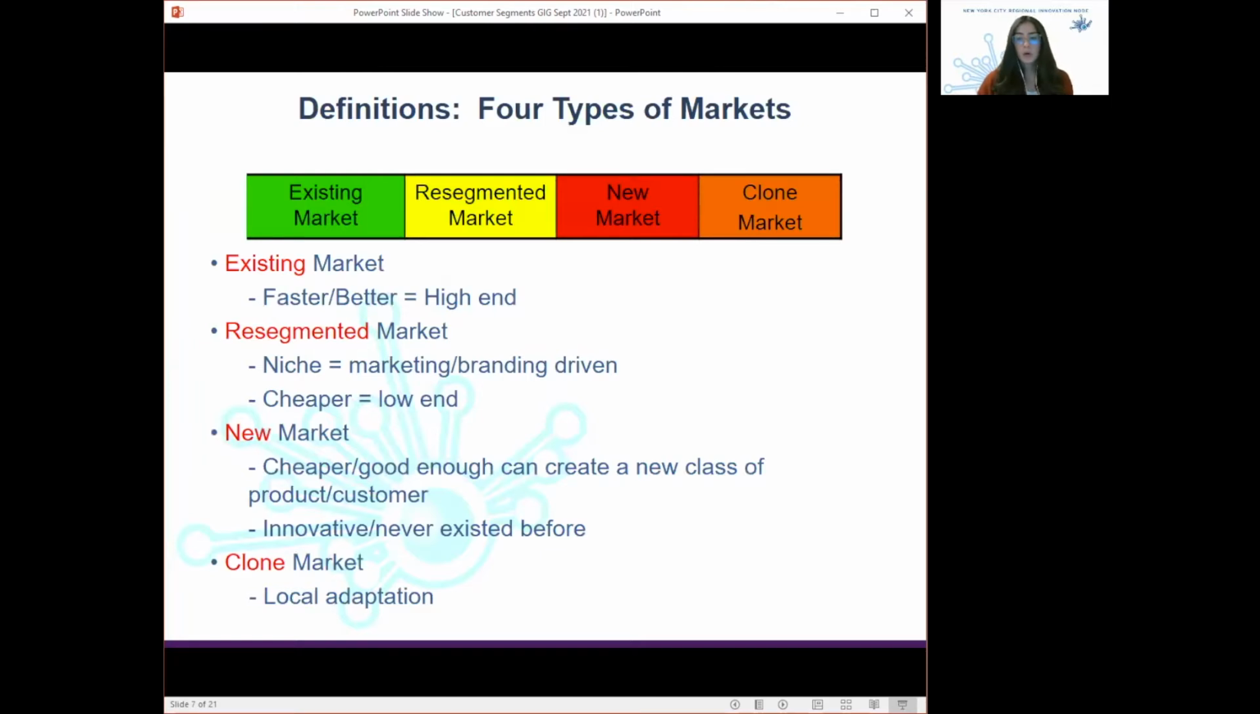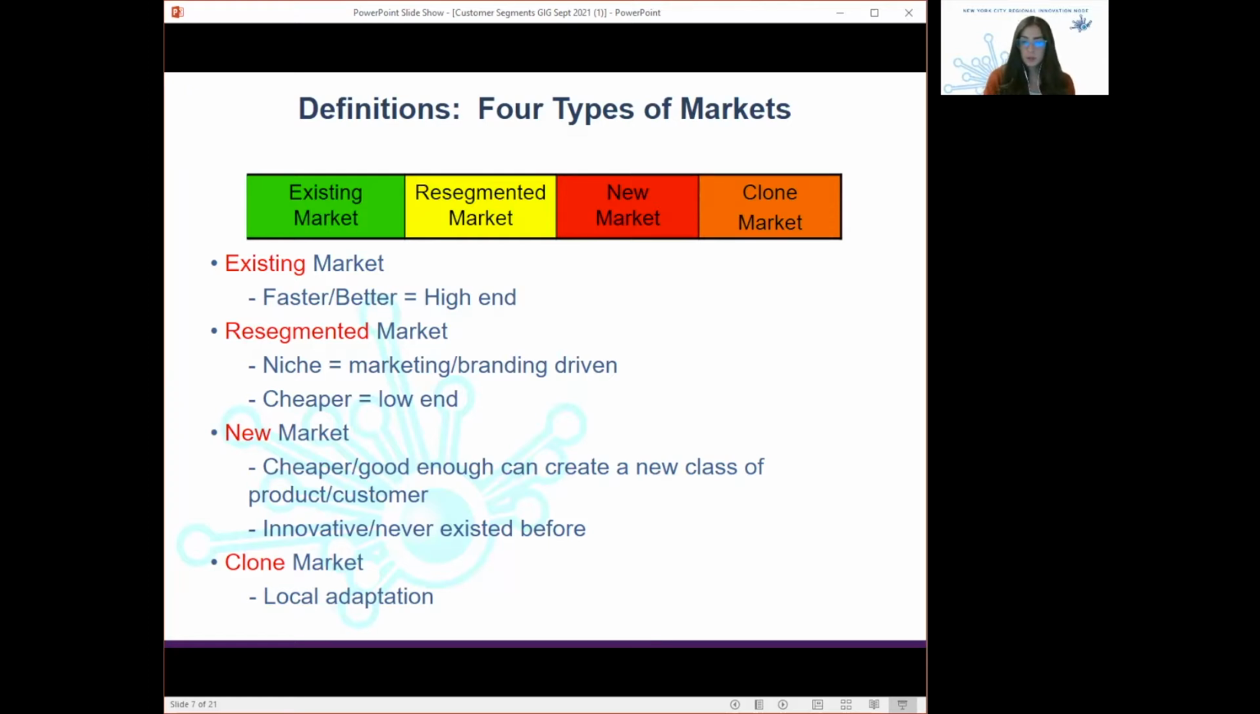And when thinking about who your customers are, you must also know what kind of market you're operating within. Is it an existing market, a resegmented market, a new market, or a clone market? Existing markets usually involve improving on an already served need for known customers. Resegmented markets is when the product is redefined and usually more niche, which will involve a more marketing-driven approach.